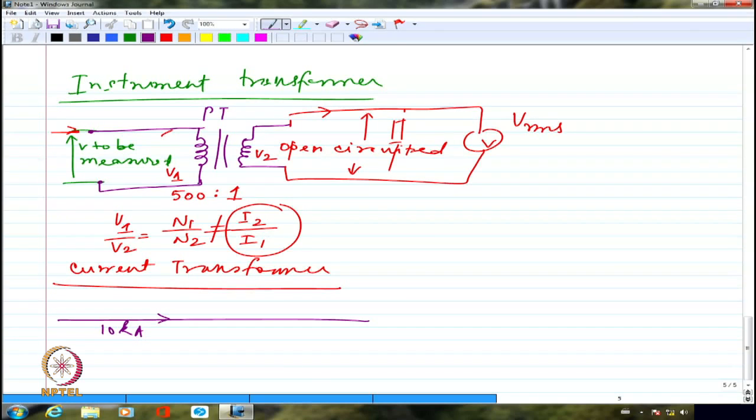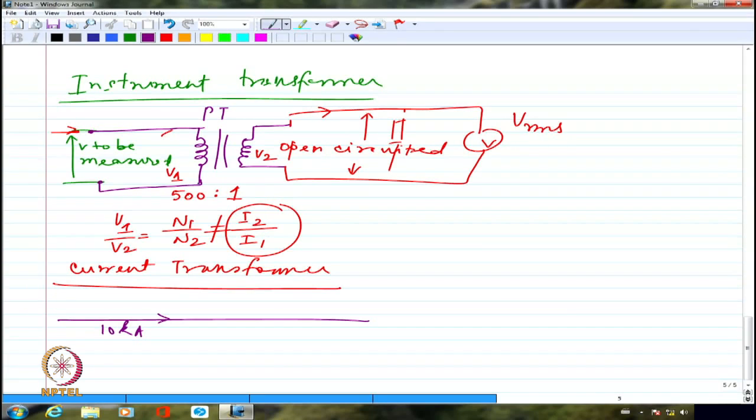I1 is no load current. I2 is 0 under open circuit condition. Then how can I write the ratio? 0 by I0 doesn't make much sense. I1 will not be 0. I1 will be no load current. I hope you understand. Open circuit condition of a transformer, you will have no load current. It will not be 0 current. Right? So I can't write this is 0 by 0. It is rather 0 divided by I0, which is the no load current. So it doesn't make sense. That's why that relationship is not holding good, especially when the transformer is under open circuit condition. Got it?